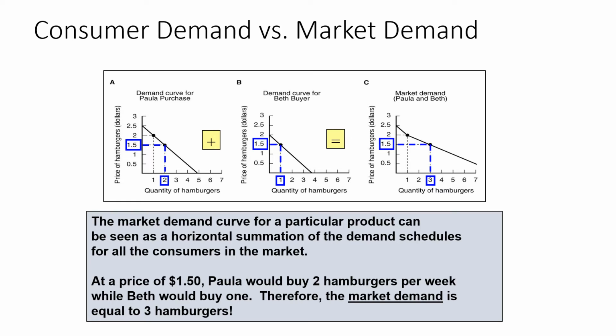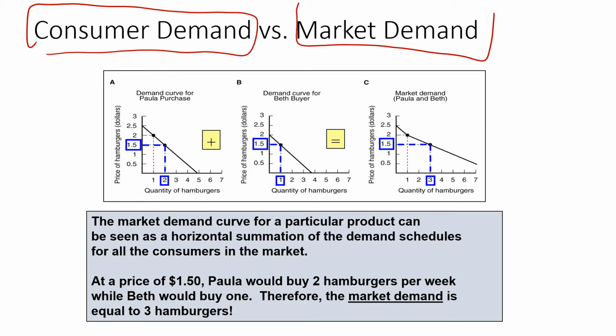Now, what we just saw was a consumer demand of an individual person. So there's a difference between consumer demand and market demand. Consumer demand is if we are looking at the desires at various prices of a particular product for one person. In this case, we have what Paula is interested in buying. And then this second curve, we have what Beth is interested in buying. And then C, we have what Beth and Paula together are interested in buying.